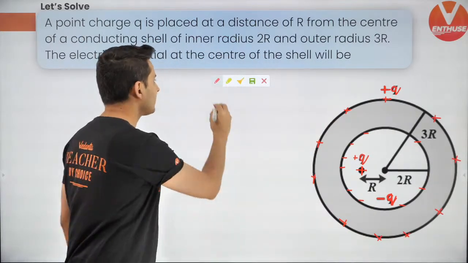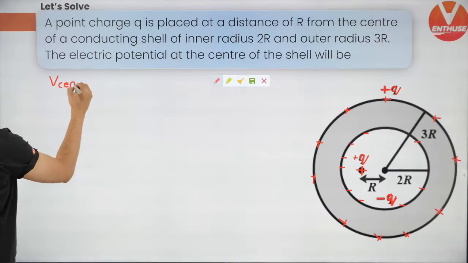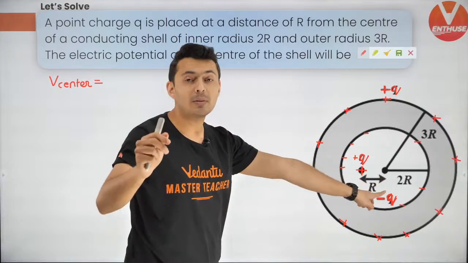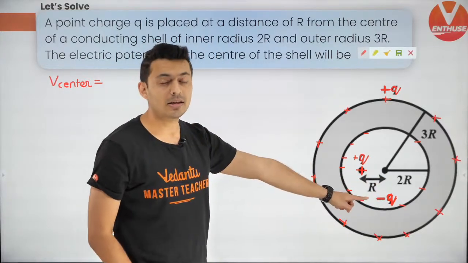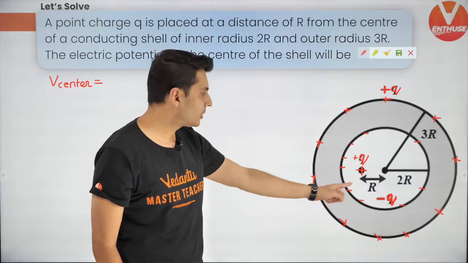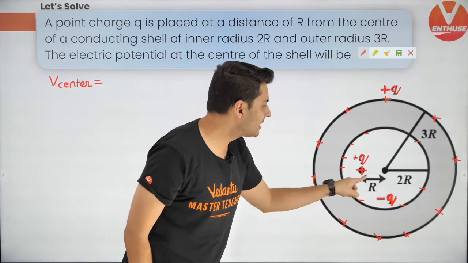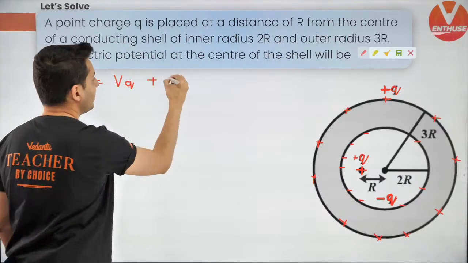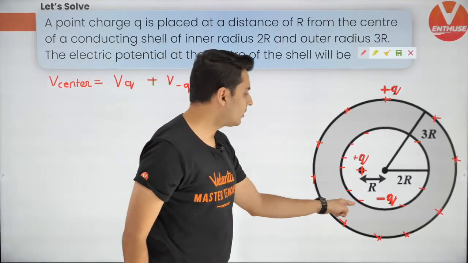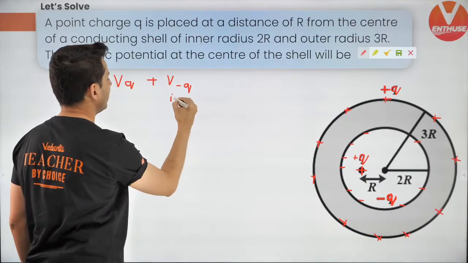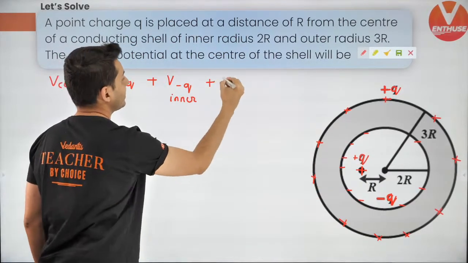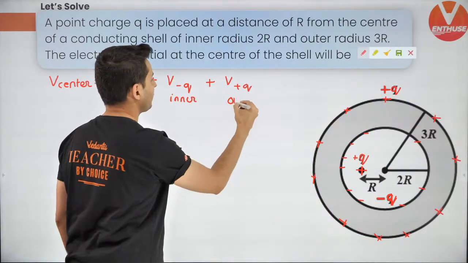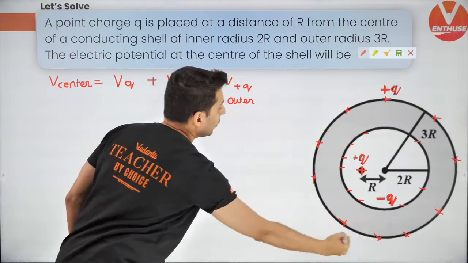Now the question is, what is the potential at the center? The potential at the center will be because of all three charges, the actual as well as the induced charges. This actual charge q is at a distance r. Plus the charge minus q on the inner surface of the shell, plus the charge plus q on the outer surface of that shell.